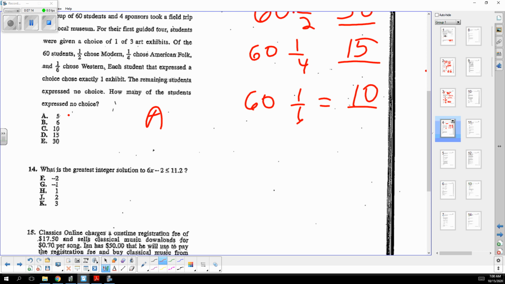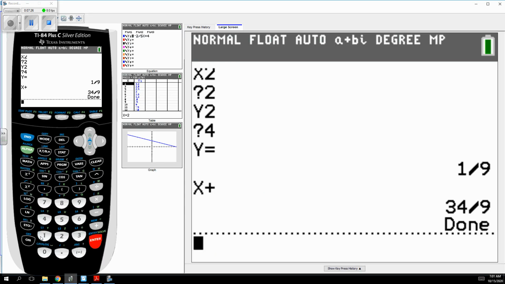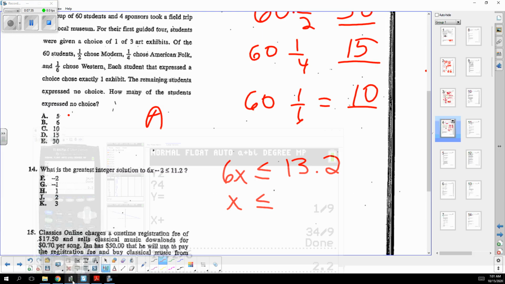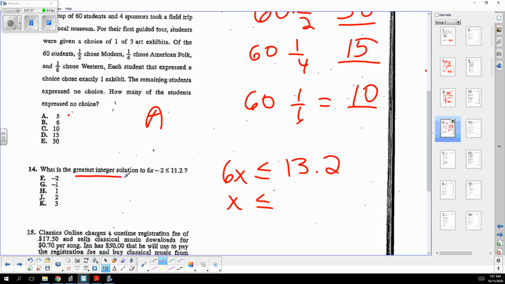Watch out for 14. They want the greatest solution. So you can move that over and you get 13.2 divided by 6. And that is going to be 2.2. So the greatest integer solution is less than that. The answer is 2.